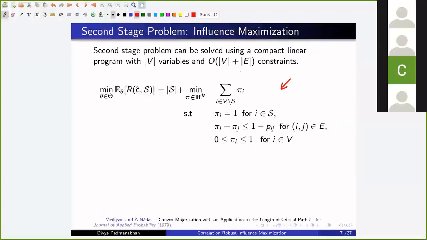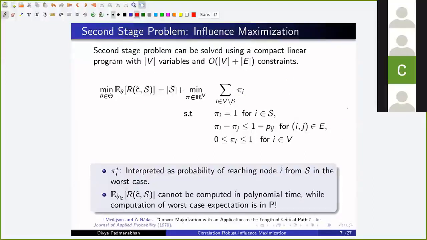Remember that the worst case expectation is computed for a given seed set, and S is known here because it's a second stage problem. The linear program is very efficiently computable. It grows just as big as the network, so it's about V variables and order of V plus E constraints. The variables are these pi i's, and the constraints number order of V plus E. So in that sense, it's efficient.